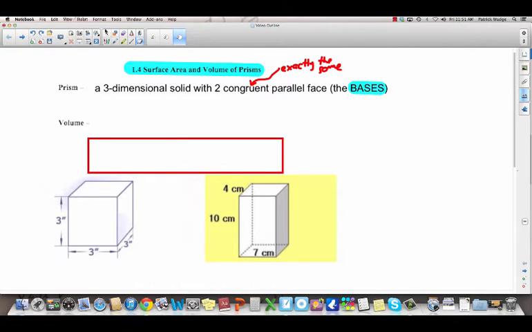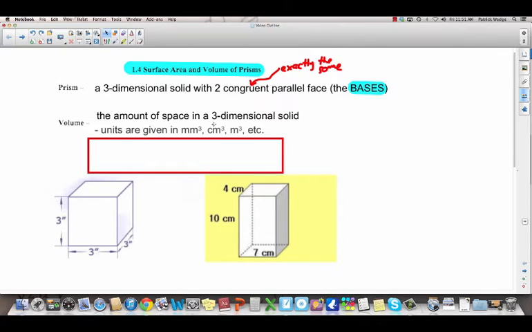Volume, you know what volume is. You might not remember how to define it, but the way to define volume is it's the amount of space inside a three-dimensional solid. It must be three-dimensional. It makes no sense to ask what the volume is of this red rectangle because this is only a two-dimensional shape. You could ask what the volume of this shape is because it's three-dimensional. When you find the volume, the units are always given in millimeters cubed or centimeters cubed or meters cubed or whatever. Those are called cubic units.